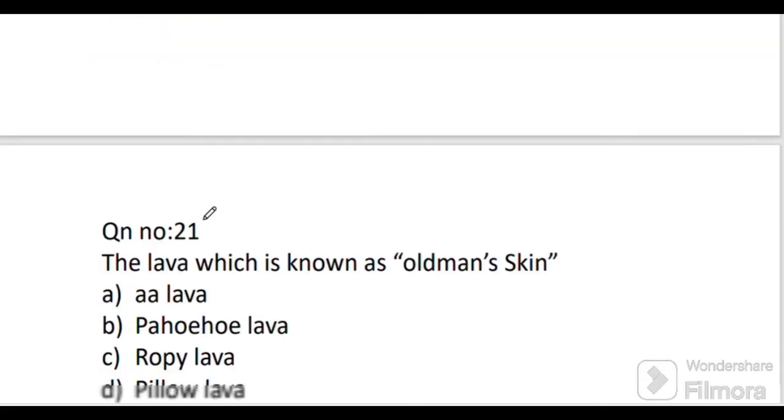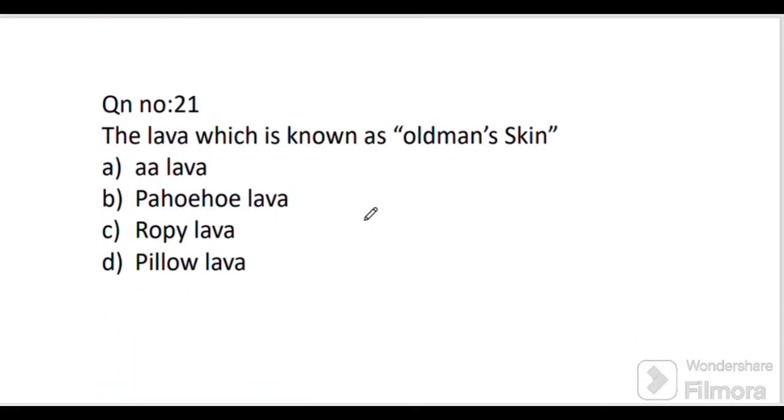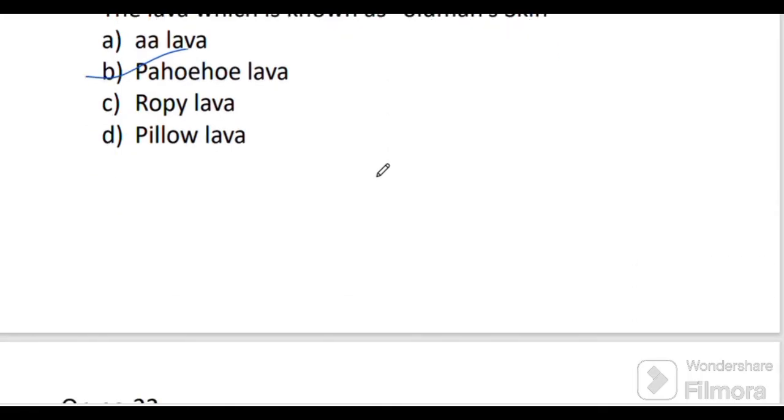Moving to the next question. The lava which is also known as old man's skin. Okay, the options are Aa lava, Pahoehoe lava, Ropy lava, Pillow lava. The answer is Pahoehoe lava. Option B, Pahoehoe lava is also known as the old man's skin. Okay, moving to the next question.